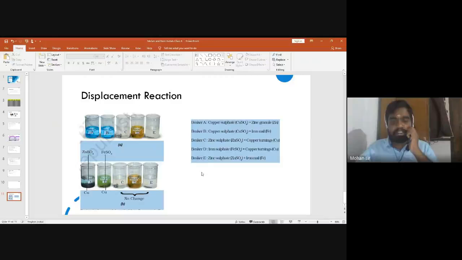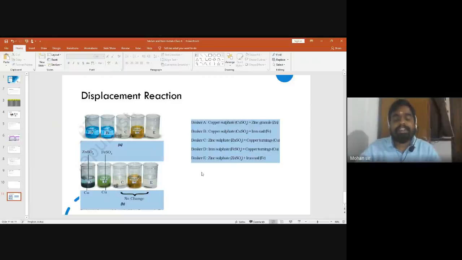Similarly, in the second beaker also, the iron in the iron nail is displacing copper from the copper sulfate solution. That is why copper is settled as a precipitate at the bottom, and iron sulfate, that is ferrous sulfate, is formed, which is yellowish green in color. Okay, so it is a pale green color.